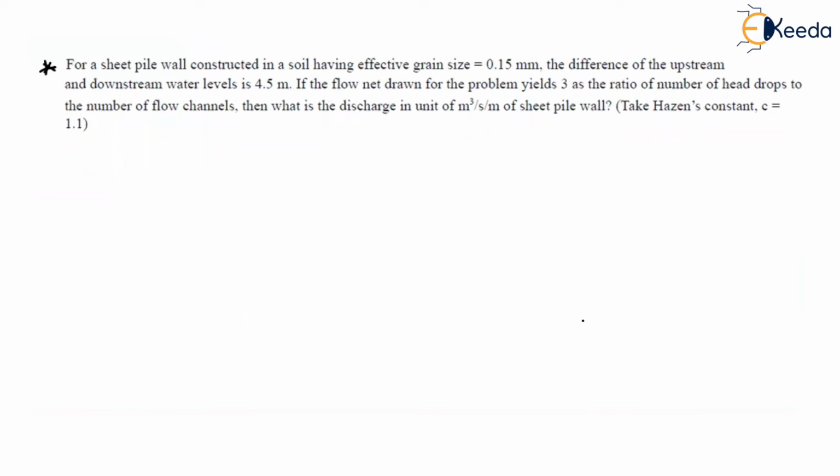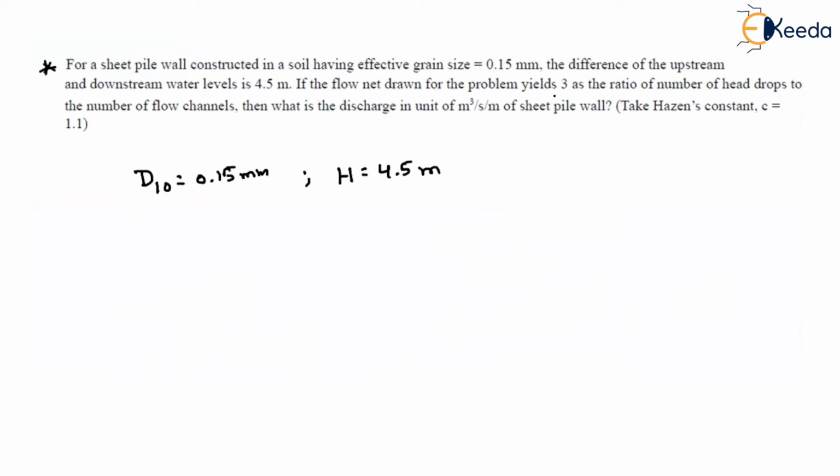What is given? For a sheet pile wall constructed in soil, the effective grain size is given. So what is meant by effective grain size? If you remember, effective grain size, I will say it is D10. That is nothing but 0.15 mm. Okay. The difference of upstream and downstream water level, that means they have given the head available, or what is the head difference? 4.5 meter.